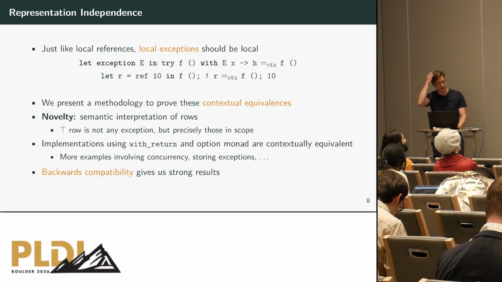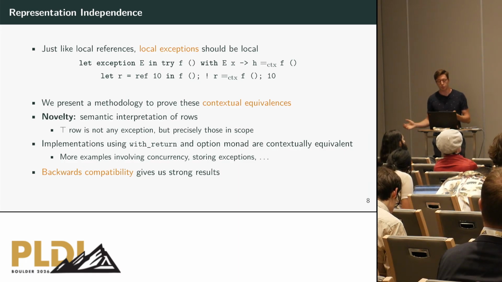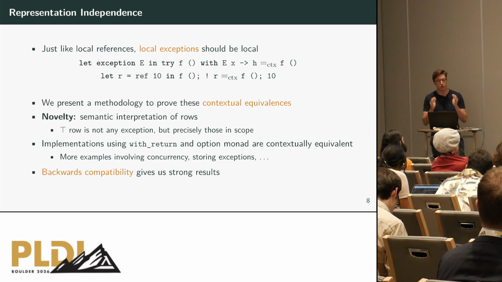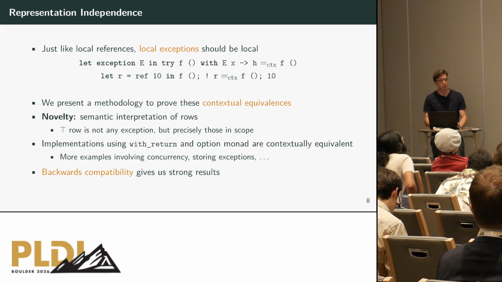In the paper, we present a methodology to prove these contextual equivalences, which is based on a binary logical relations model. And the novelty here is how to semantically interpret these rows, where we have to make sure that the top row is not any exception which may be thrown, but precisely those exceptions which are in scope. And using this methodology, we can prove a bunch of examples.